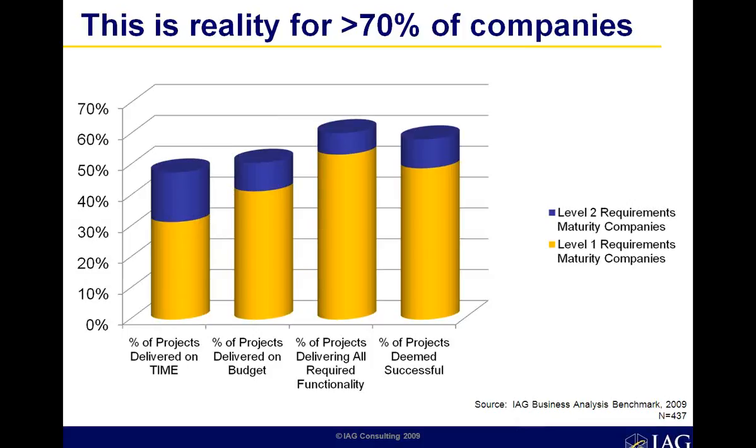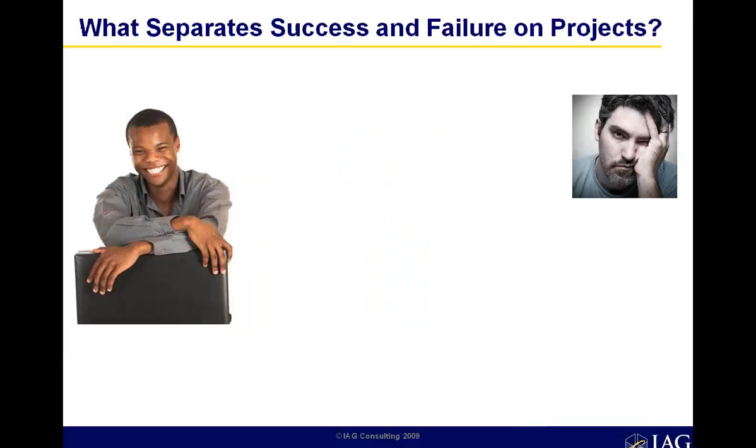Level 1 and level 2 companies are more likely to have a failure on their hands, more likely not to deliver on time, not to deliver on budget, than they are to deliver on time, on budget, and be successful. You're improbably successful. It will happen from time to time, just not consistently for an organization. And I think that's a real shame, because in candor, by maturing your organization, you can in fact radically change the performance. And the difference between success and failure on projects really is the quality of business requirements.